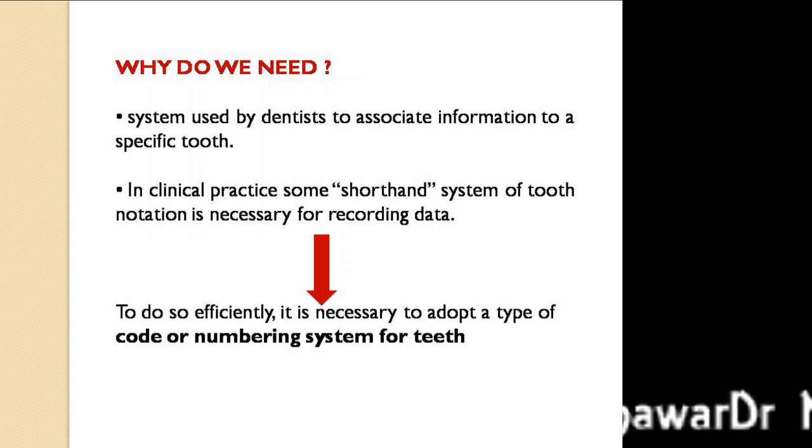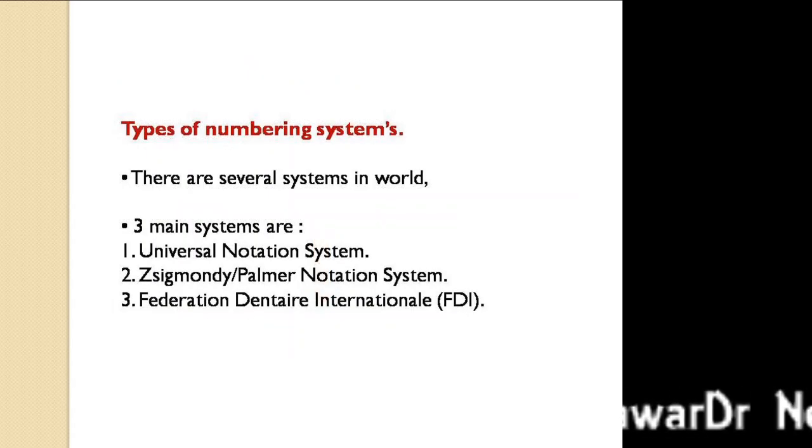Some shorthand system of tooth notation is necessary for recording the data. It will be easier when we are doing clinical practice or recording the teeth present in the oral cavity of a patient. It will reduce the time, and to do it efficiently, it is necessary to adopt a type of code or numbering system of teeth. So what are the different types? There are three types: Universal Notation System, Zsigmondy or Palmer Notation System, and Federation Dentaire Internationale, also known as the FDI system or two-digit system.